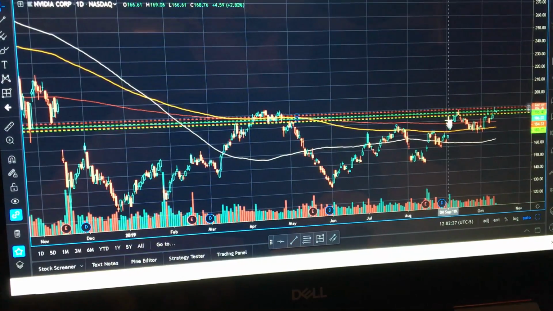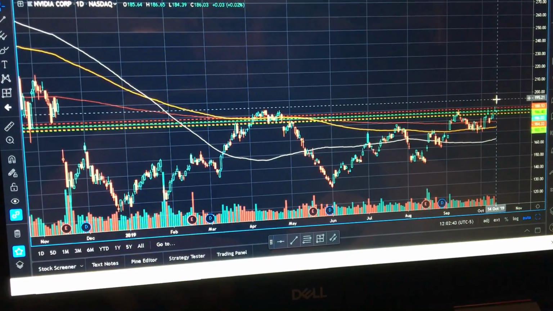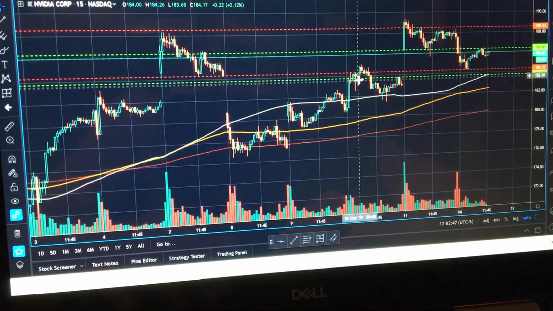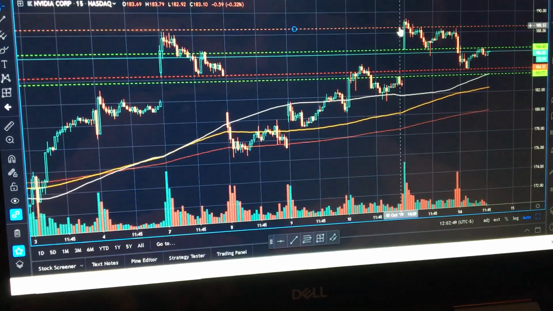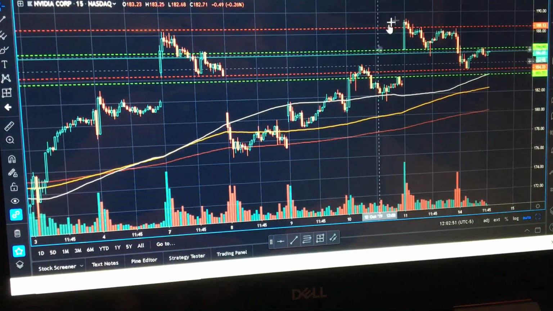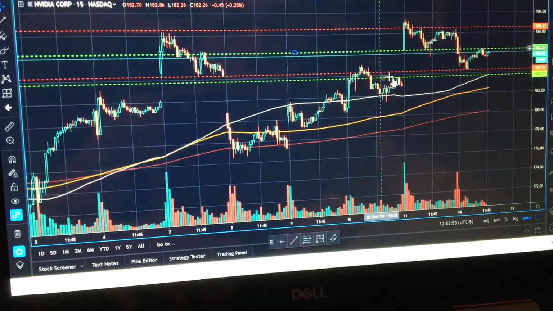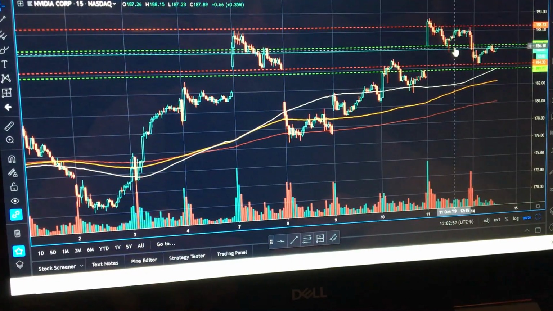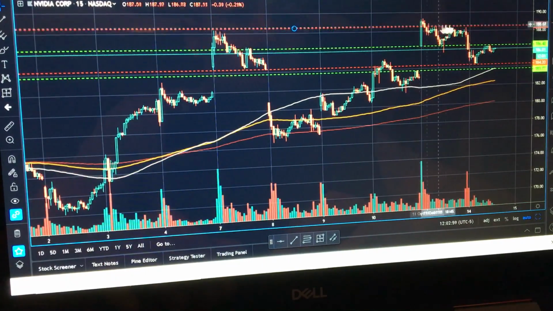However, it got rejected at this level twice, 1, 2, and then a third time. So it tried to break up, but I don't think it's going to. We'll take a look here. Back to it. Alright, so it broke up here and it got rejected. And so once it broke back down this red line from previous highs over here, that would be a good signal for me for a good price level to get in puts.